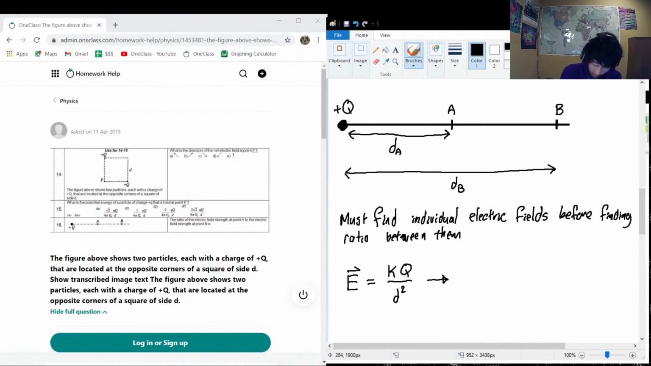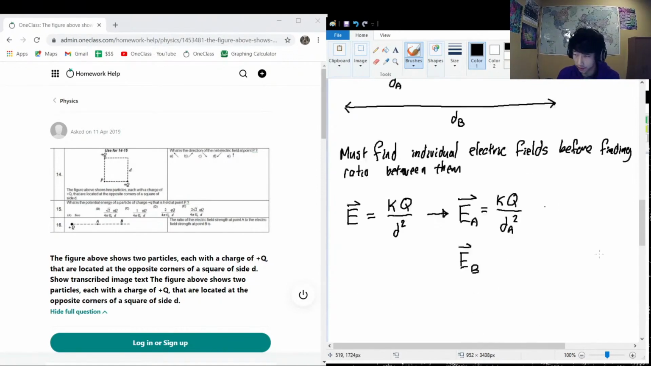Okay, so given this, for the electric field as observed from point A, this is going to be KQ over dA squared. For the electric field as observed from point B, it's pretty much the same thing, except we're using dB instead of dA. Fairly straightforward. So this is KQ over dB, but you got to square it. Don't forget the squared. That's for electric fields. You have to square it.